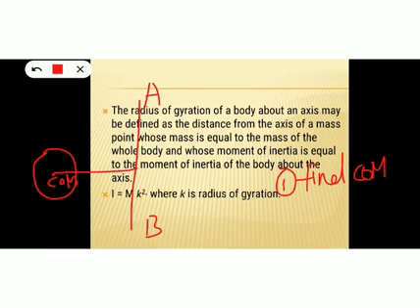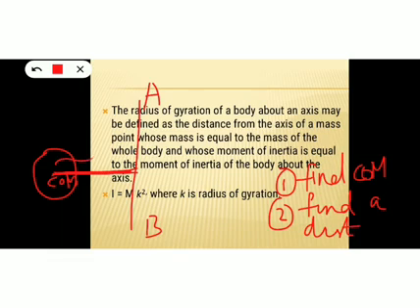Children, I repeat, we must assume a distance of this center of mass from the axis of rotation such that the moment of inertia of rigid body is equal to moment of inertia of this center of mass. So second is to find a suitable distance such that the moment of inertia of the center of mass is equal to total moment of inertia of the rigid body. Then this distance can be considered as radius of gyration. The distance of center of mass from the axis of rotation is called radius of gyration.